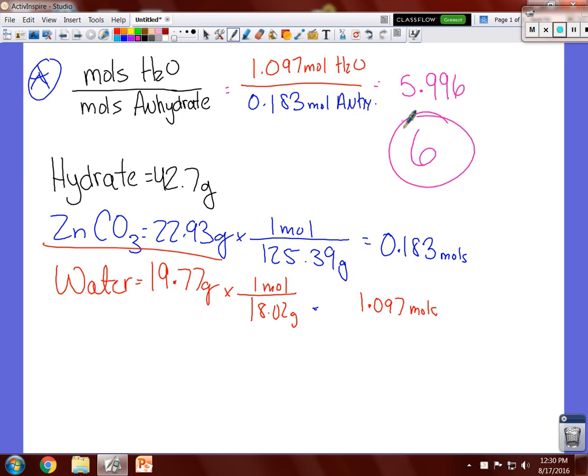Okay, just making sure we're on the same page here. That's fine. This is 6. So how many waters are in this formula? 6. So really, the only thing you guys need to know of how to do hydrates is that thing right there. If you don't know that, you're kind of screwed.